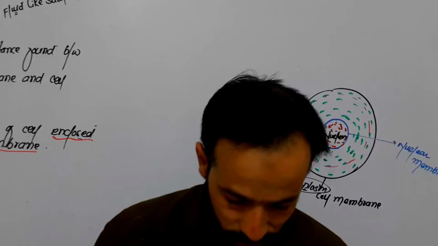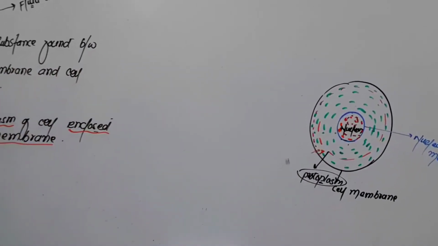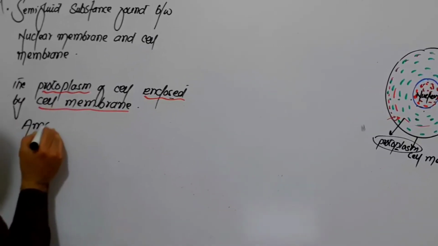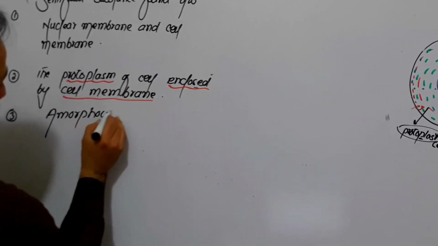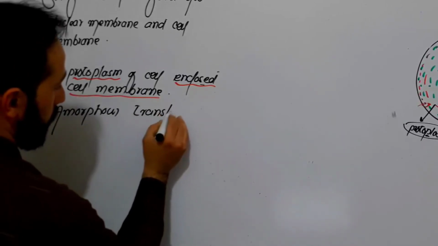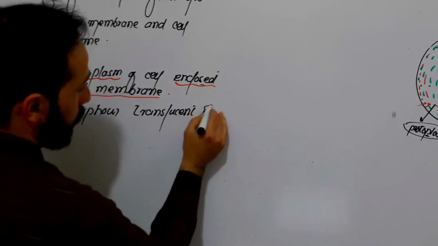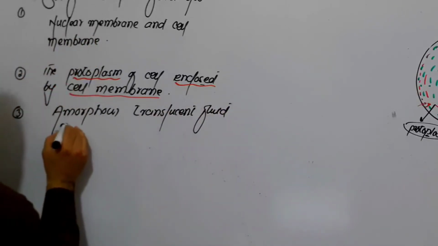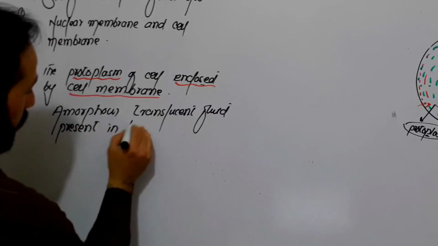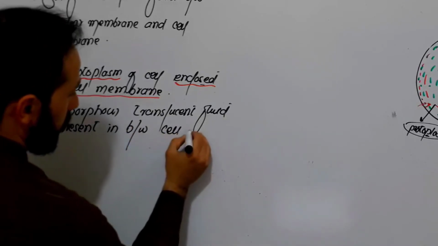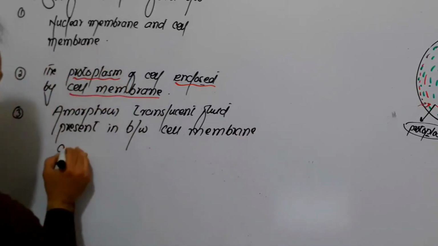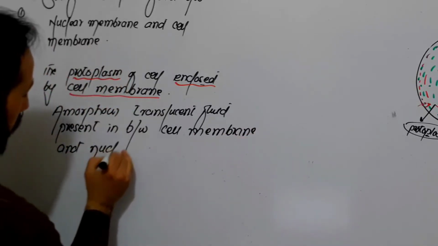Done. The next definition is the amorphous translucent fluid present in the cell. Let me write it here also: the amorphous translucent fluid, right, present in between the cell membrane, right, and the nuclear membrane.